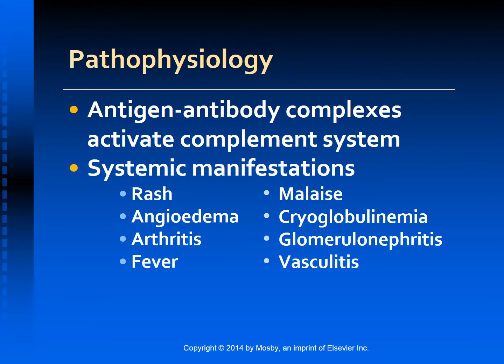The antigen-antibody complexes between the virus and its corresponding antibody may form circulating immune complexes in the early phase of hepatitis. The circulating immune complexes activate the complement system. The clinical manifestations of this activation are rash, angioedema, arthritis, fever, and malaise. Cryoglobulinemia, abnormal proteins found in the blood, glomerulonephritis, and vasculitis have also been found secondary to immune complex activation.